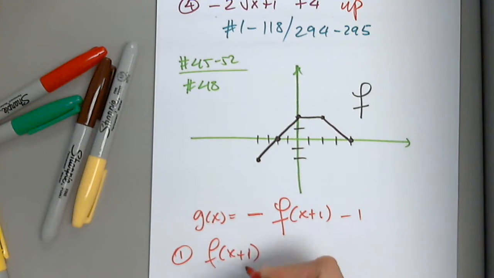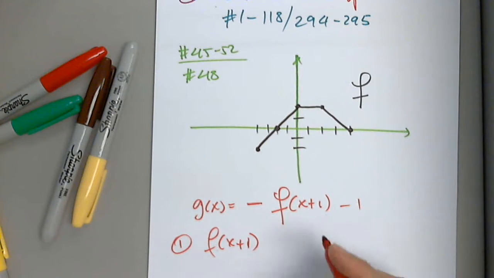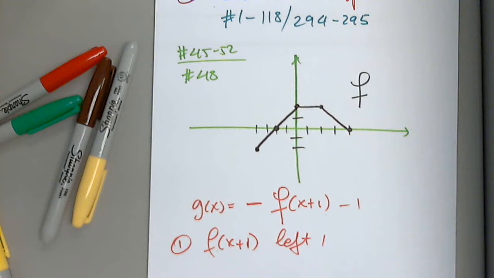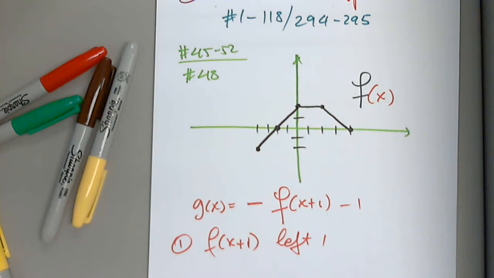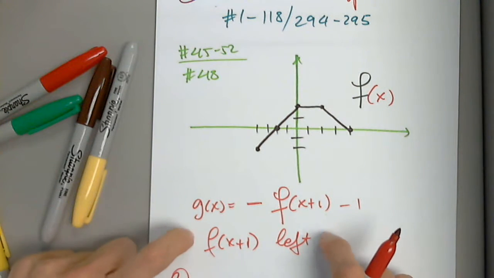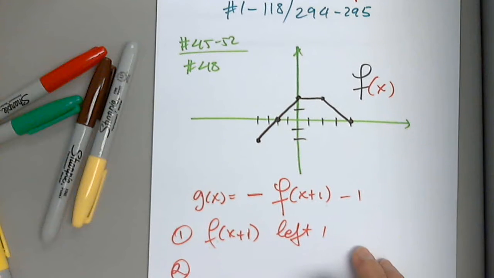F of x plus 1, and you said already that we changed x into x plus 1. So maybe I should write that this is f of x so we know. We changed x into x plus 1, left 1. Number 2 is a transformation on number 1. What is it?